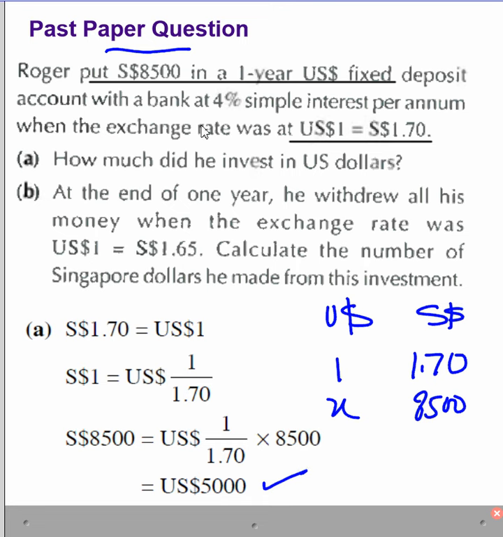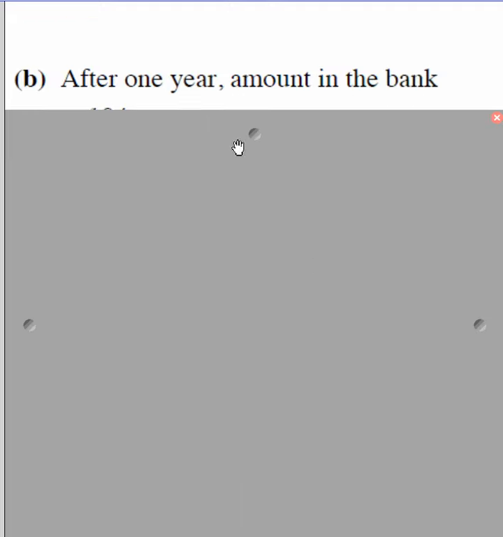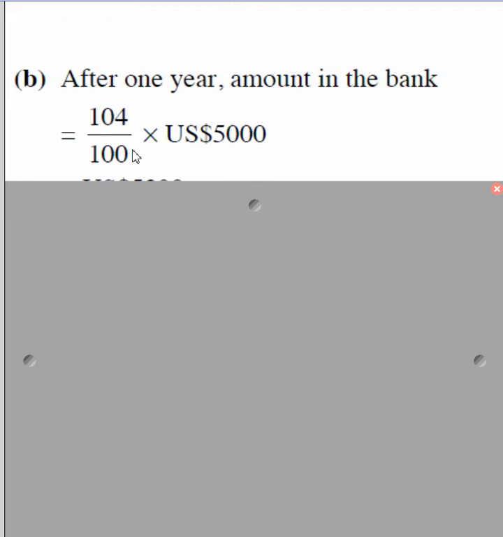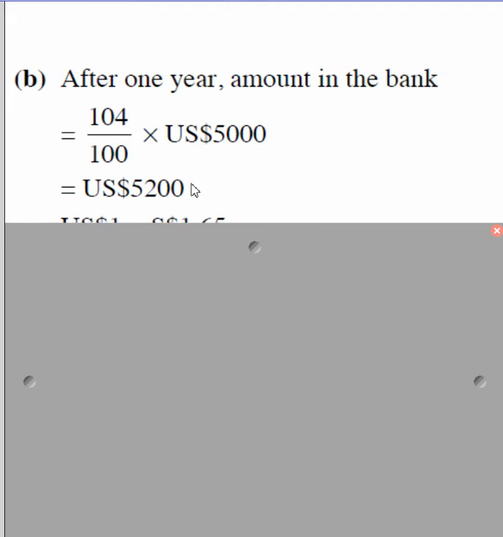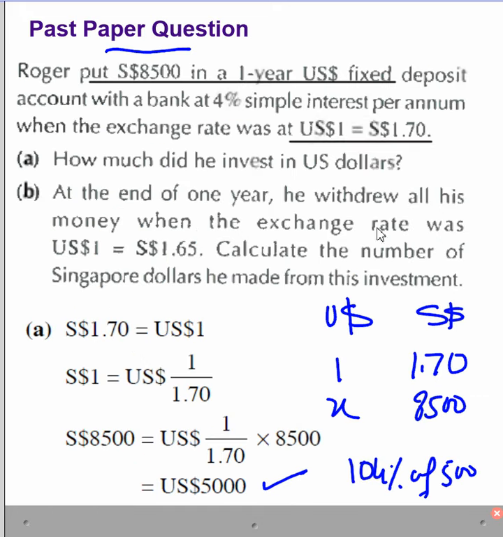Now what is happening? At the end, he's getting 4% simple interest on it. So what will this amount become after a year? So 4% means he will get back 104%. So 104% of 5,000 you will calculate. So for example, here we have calculated 104% of 5,000. So at the end of the year, he will get 5,200 money back.